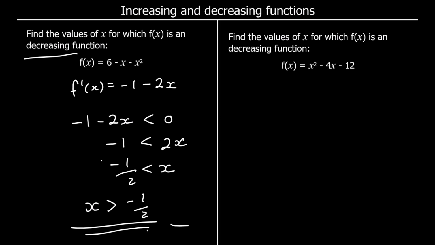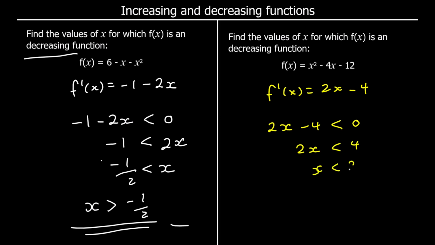One for you to try. So our gradient function is 2x minus 4. We want to know where it's decreasing, where 2x minus 4 is negative, less than 0. So plus 4, half both sides. It's decreasing when x is less than 2.